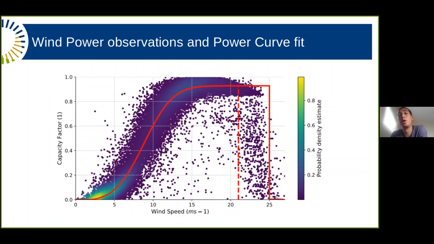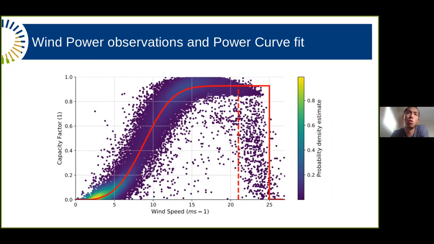For example, if at some point in the operation of the wind turbine we get a wind speed higher than 25, the wind turbine stops operating. So in order to start operating again after this high speed, we will wait for a wind speed of 21 meters per second. So basically, the dots in the plot are the measurements, the capacity factor and the wind speed measurements in the same plot.